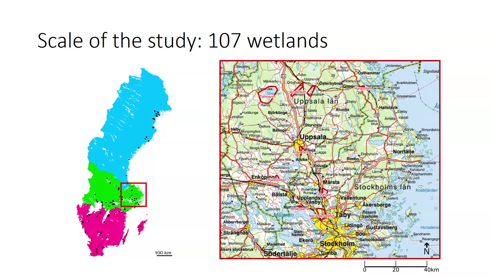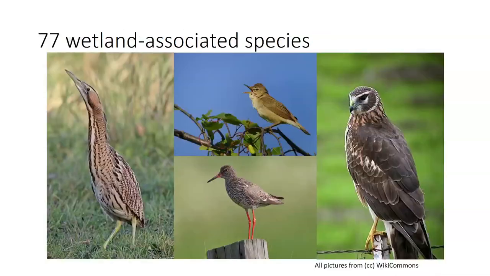This is an example around Uppsala, where the university is based. And we see that there is variation in size of the wetlands, as expected. And it's all over Sweden, but of course the number of wetlands in the north is a bit lower, but that is not so relevant in this study. Then we have 77 wetland-associated species with different traits.